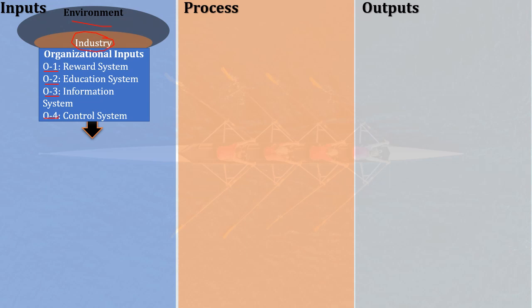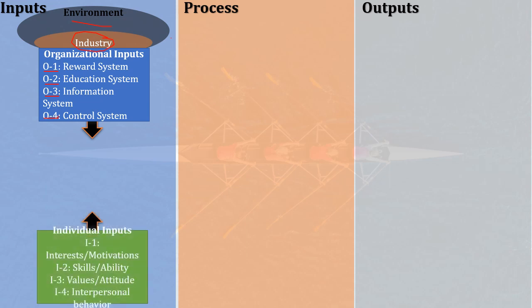Now moving to the next input, it talks about individual inputs. Now what do you mean by individual inputs here?